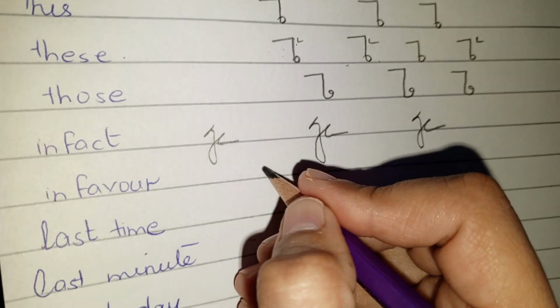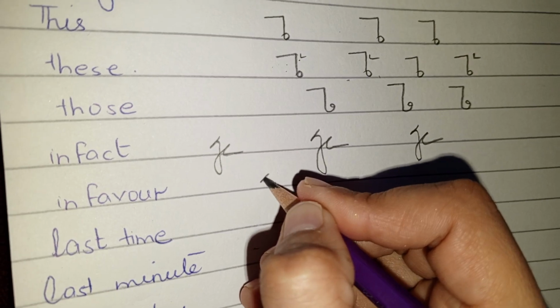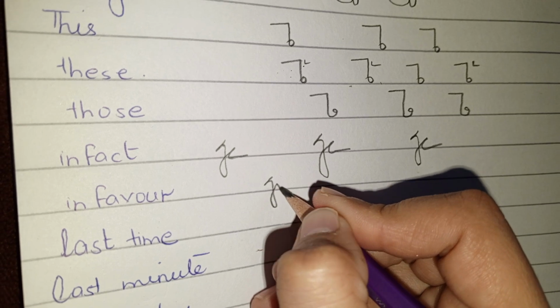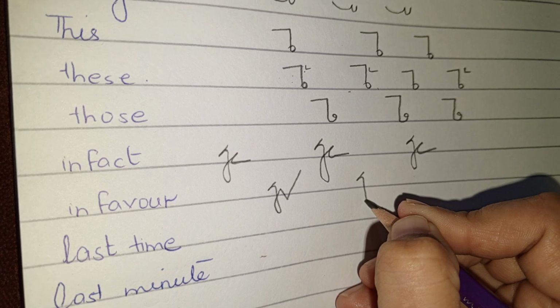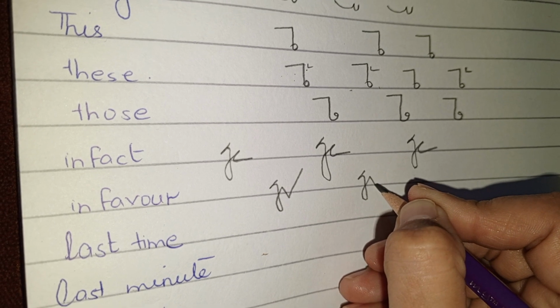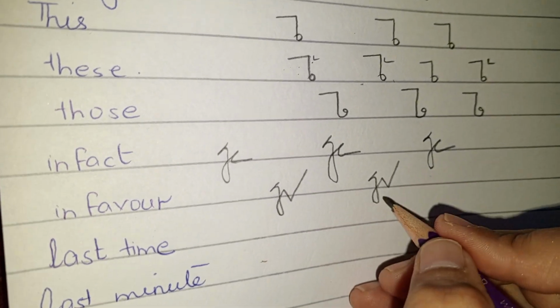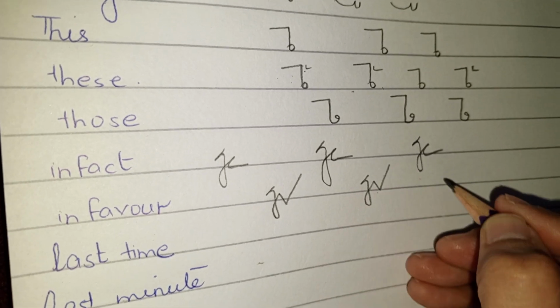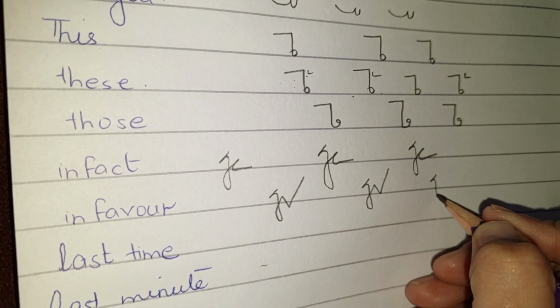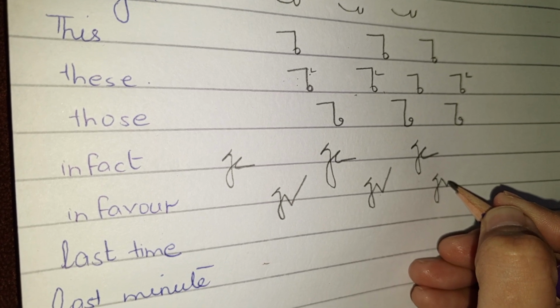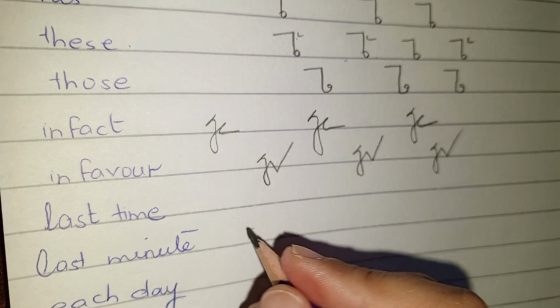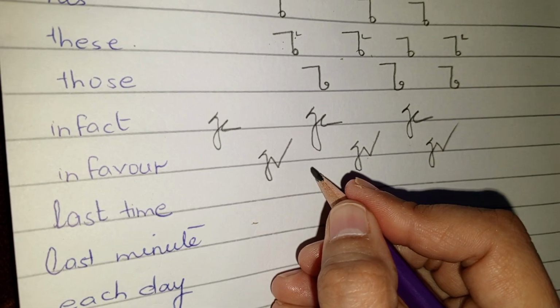In fact. In favor. Again, I, N, F, V, R. I, N. With N we join the outline of F. V, R. And with V we join the outline of R. I, N, F, V. In favor.